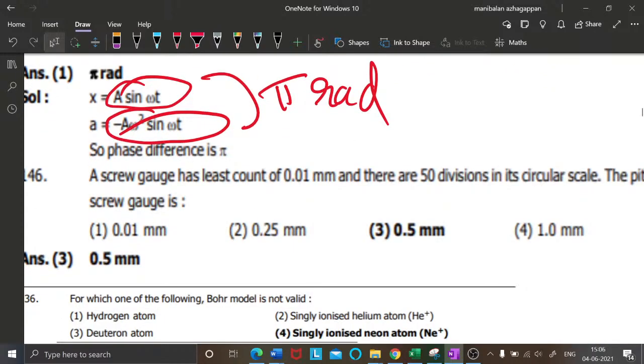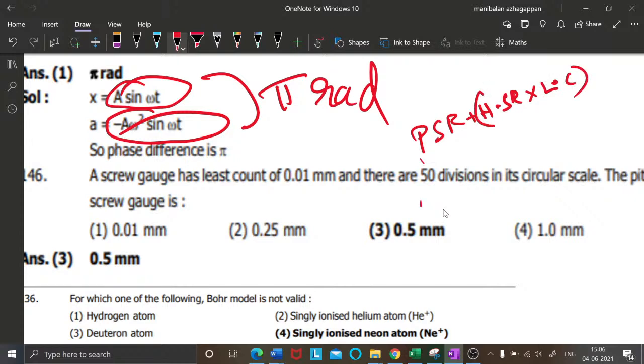Next question. Reading from a screw gauge. We know the screw gauge reading is pitch scale reading plus head scale reading into least count. I'm not doing it with error because they have not mentioned anything about error. In this question the pitch scale reading is also not given. You can take it as 0 if it's not given.